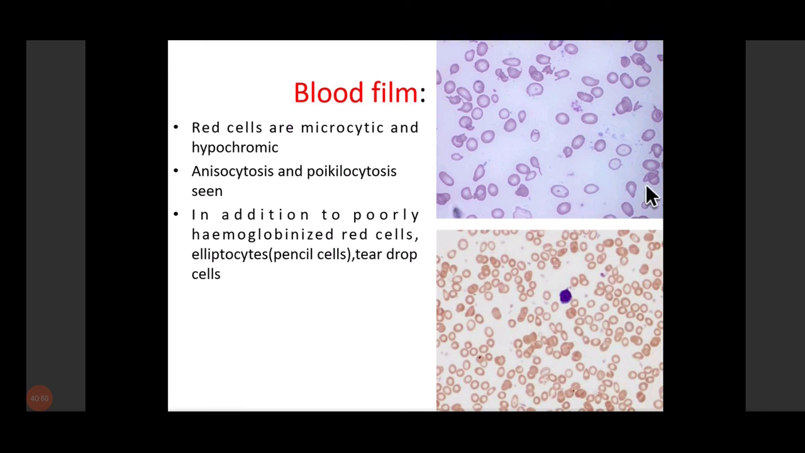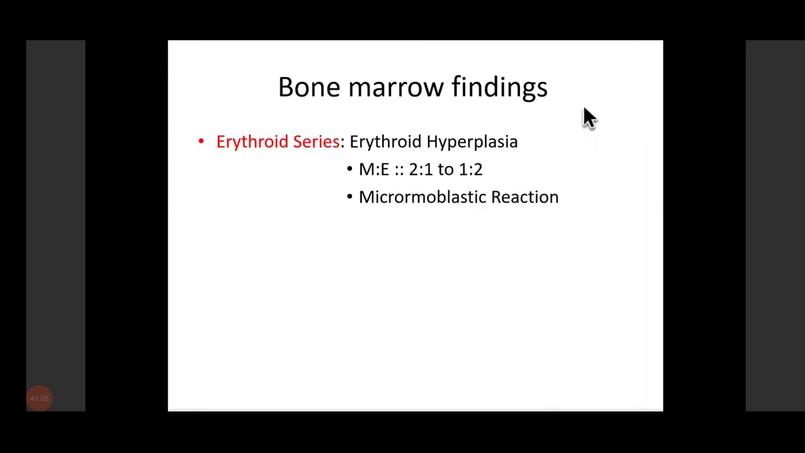There is anisocytosis and poikilocytosis. Even target cells can be seen in severe cases of iron deficiency anemia. We can see clumps of platelets here, so thrombocytosis accompanies iron deficiency anemia. Now the bone marrow findings. That was all about the CBC and peripheral smear findings, then the bone marrow findings.